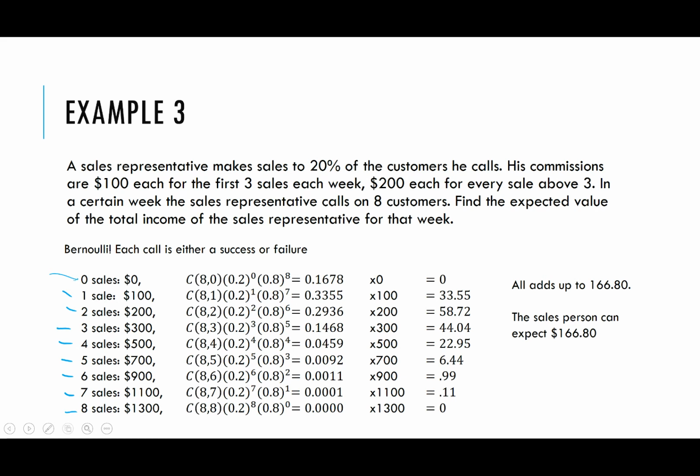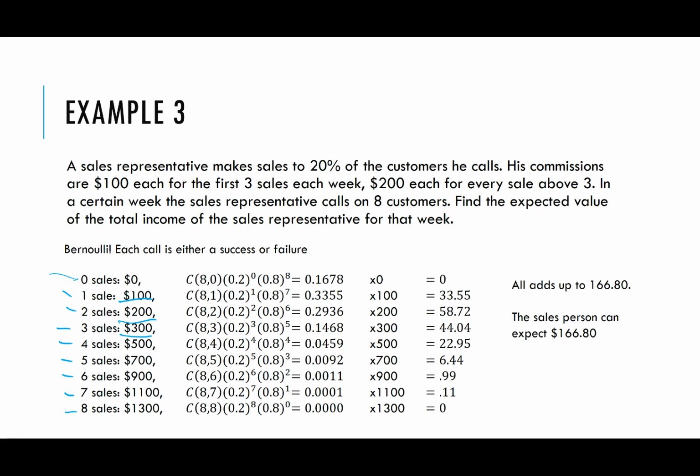Now, it's Bernoulli because he either succeeds in his sale or he doesn't succeed in his sale. So that's why the formula is there, and I'll walk you through the formula in a second. But back to the sales. If he made 0 sales, then he made $0. If he makes 1 sale, he makes $100. If he makes 2 sales, he makes $100 on each of them, so that's $200. If he makes 3 sales, he makes $100 on each of them, so 3 sales of $100 is $300.